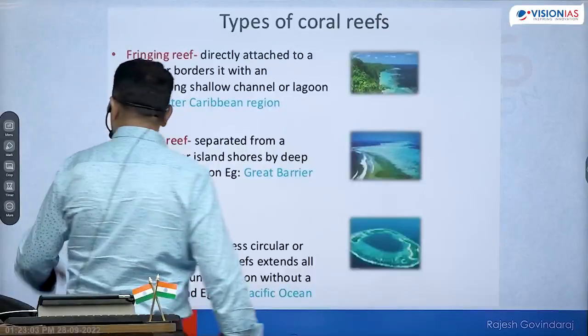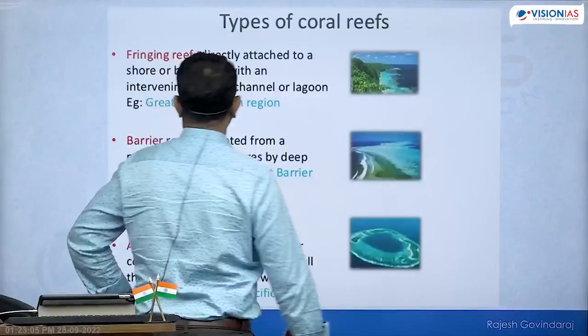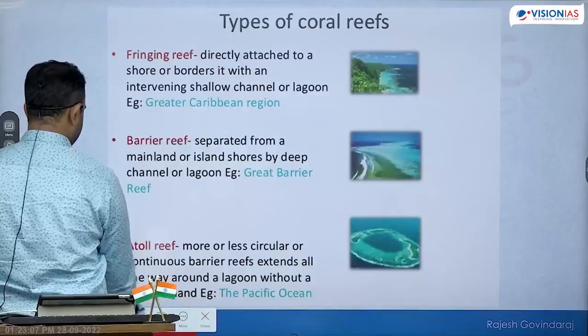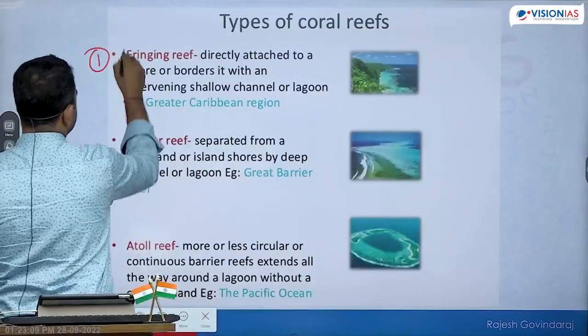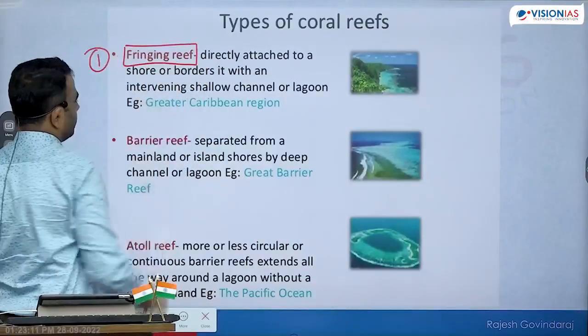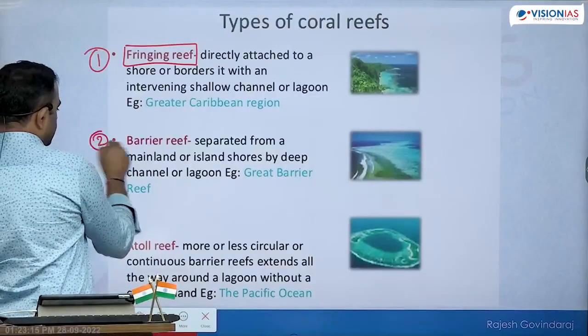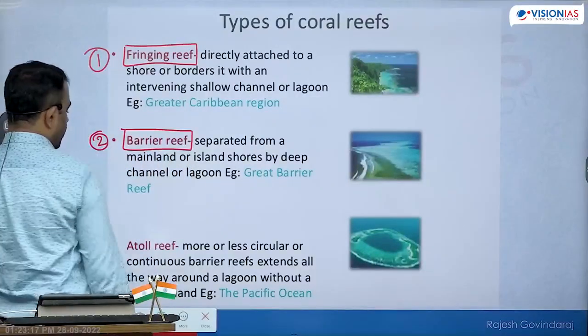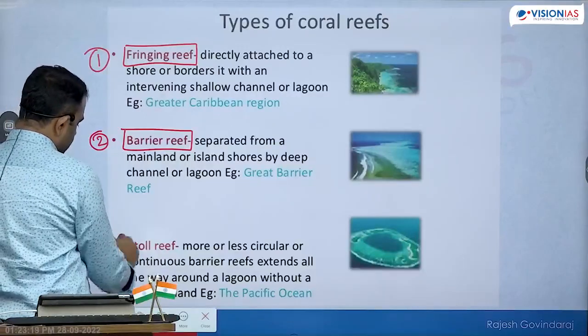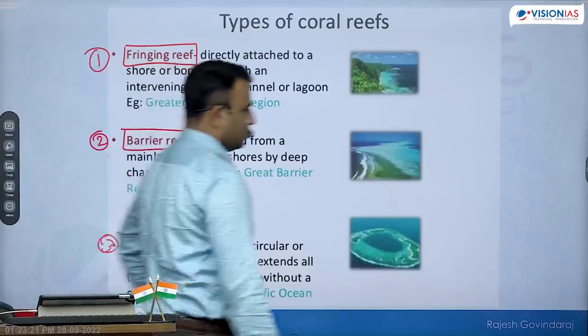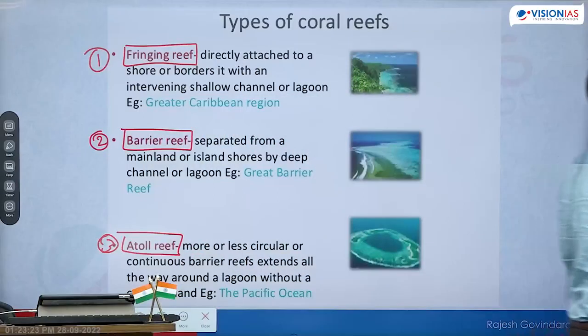The first one is fringing reef. Okay, it's called fringing reef. Second one is barrier reef, and third one is atoll. Fringing reef, barrier reef, atoll.